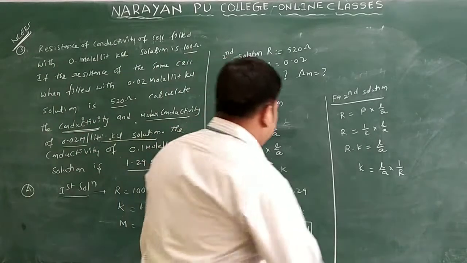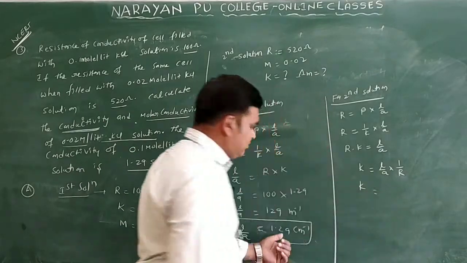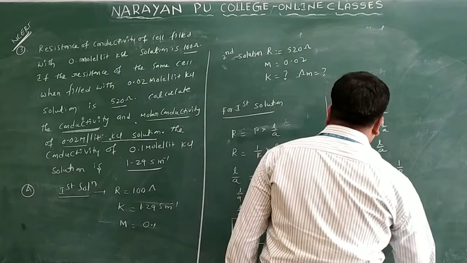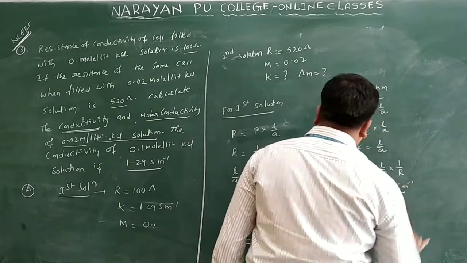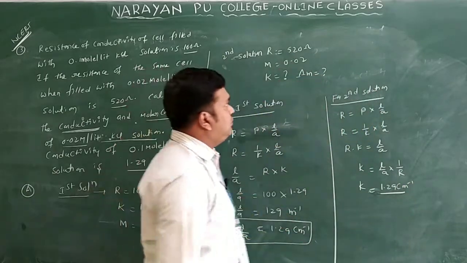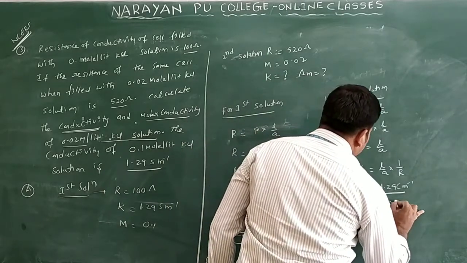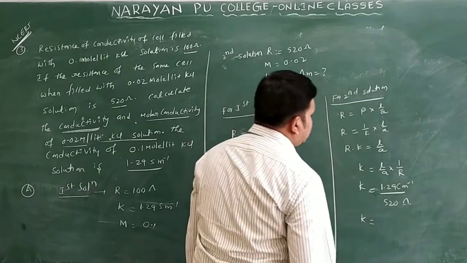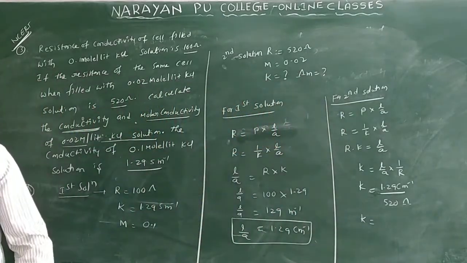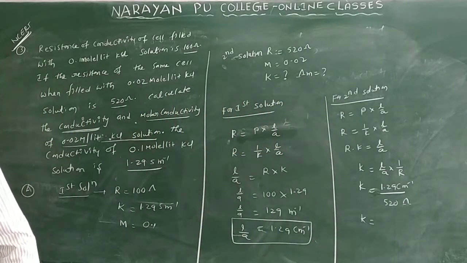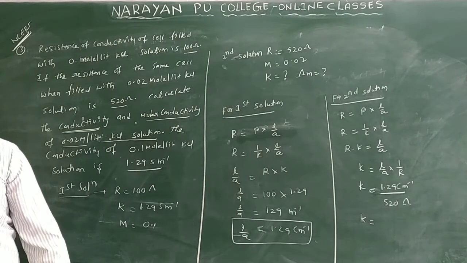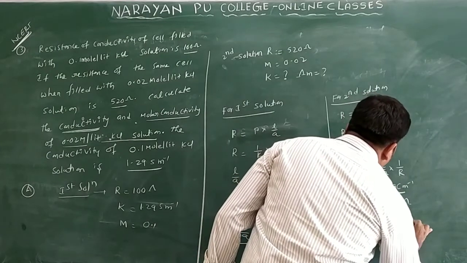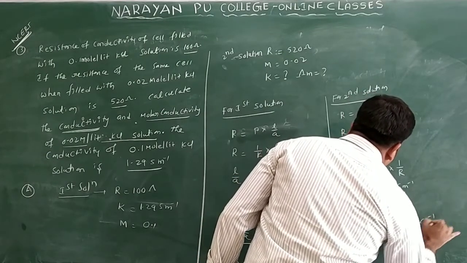What is the value of L by A you got? You got 1.29. This is centimeter inverse. What is the resistance for the second solution? This is 500 ohms only. Then you can find out 1.29 by 520 only, and you will get 2.480. This is centimeter inverse and ohm inverse.